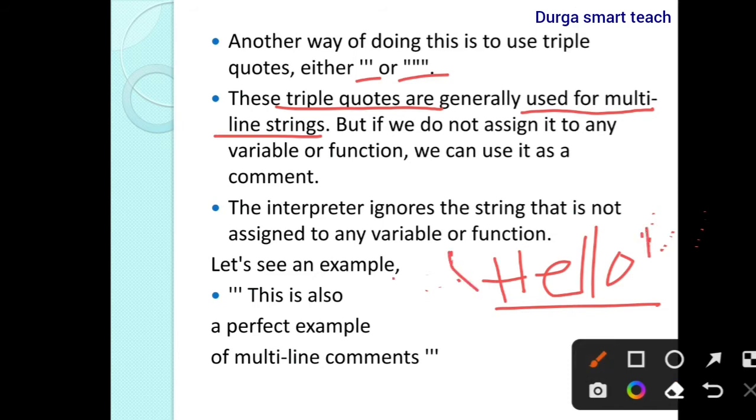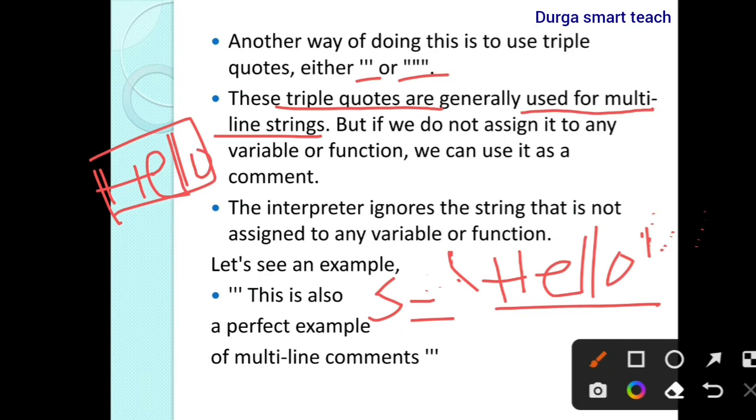Here, hello is a string. I am storing hello in s, so one memory location is allocated, and in that memory location hello will be stored. Generally, single quotations and double quotations are used for representing strings. If multiple lines are involved in a string, you normally use triple single quotations or triple double quotations to represent multiple lines of strings.